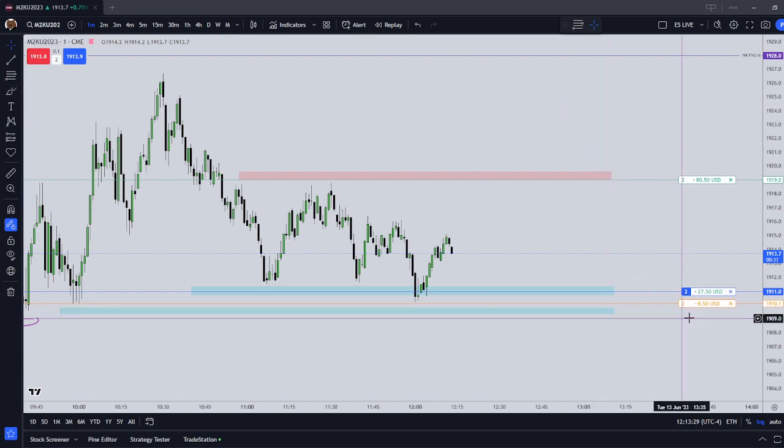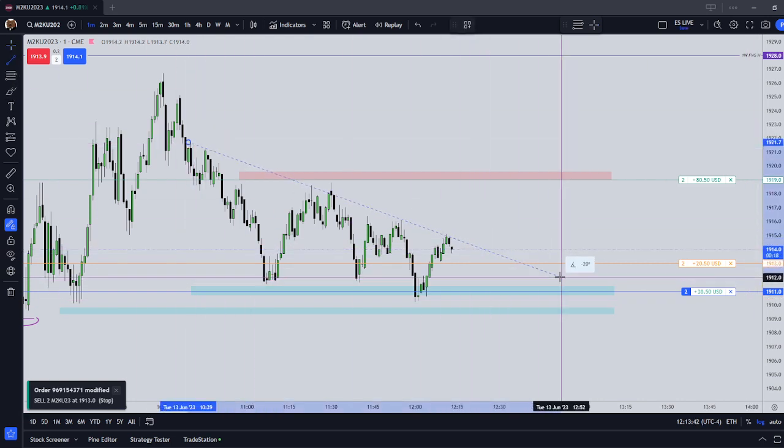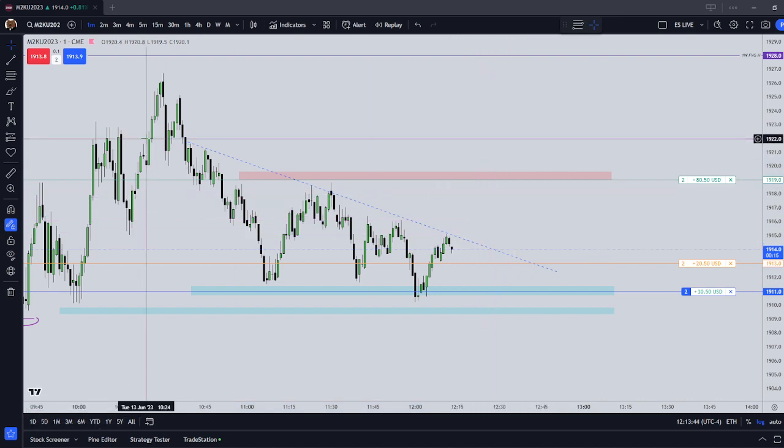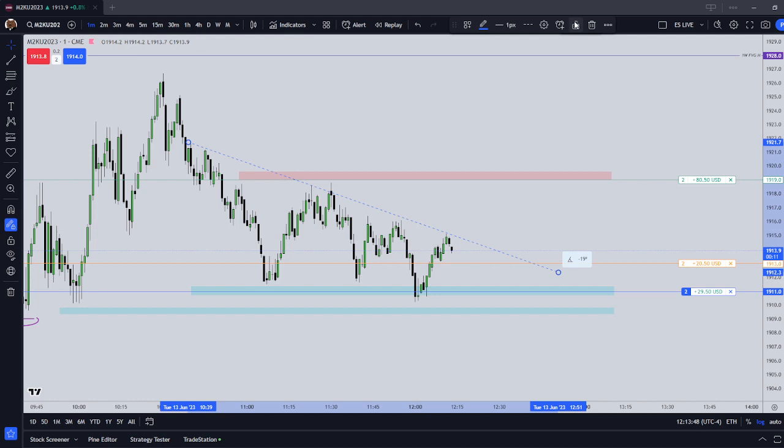I really want to see it get below here. So if I'm wrong, I'm wrong. I still make a profit on the trade. I believe, it is my belief, that they are allowing this trend line to form in order to build up liquidity.